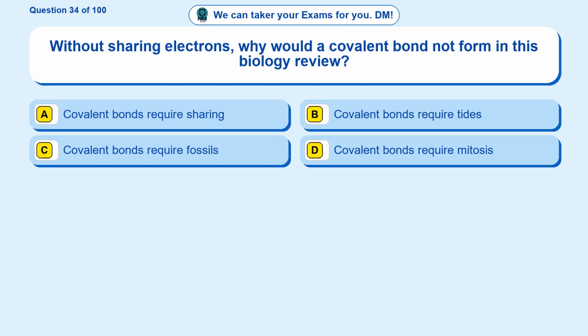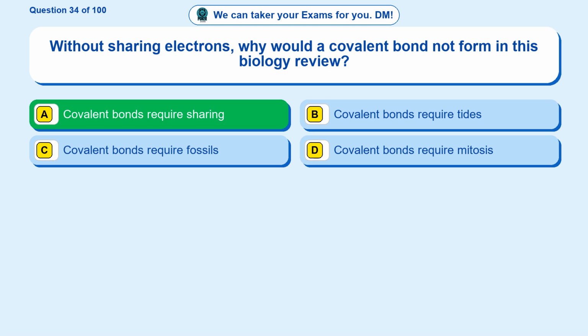Question 34. Without sharing electrons, why would a covalent bond not form in this biology review? Option A, covalent bonds require sharing. Option B, covalent bonds require tides. Option C, covalent bonds require fossils. Option D, covalent bonds require mitosis. The correct answer is option A.